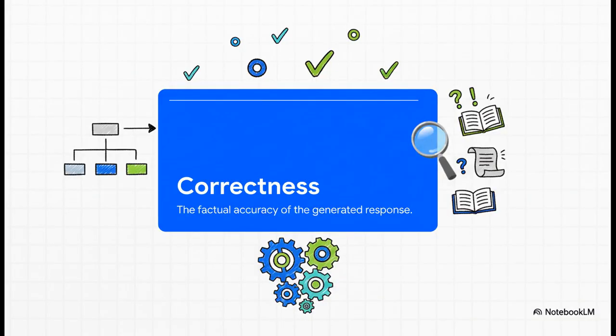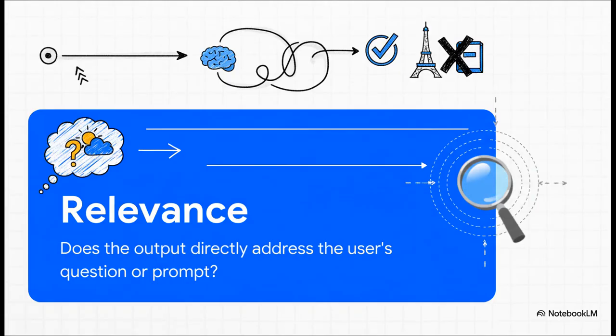So, the first dimension in our new framework is the one we all think of first, right? Correctness. Is the information it's giving you factually accurate? This is the absolute table stakes for any AI system that you're going to trust. But here's the thing. An answer can be perfectly correct and still be completely useless. And that brings us to our second dimension, relevance. I mean, if you ask for the weather in Paris and you get a beautifully written, 100% accurate history of the Eiffel Tower, well, the model has failed on relevance.